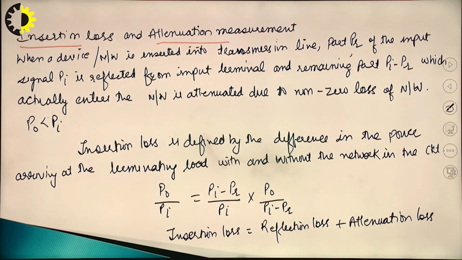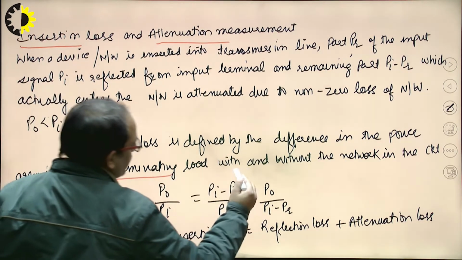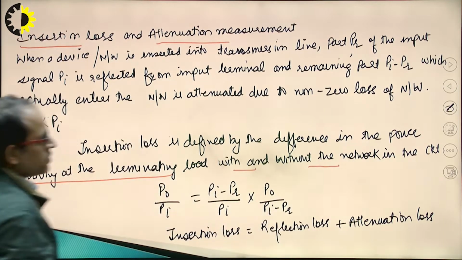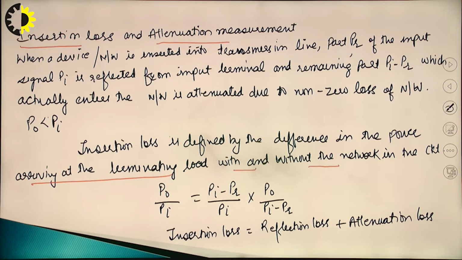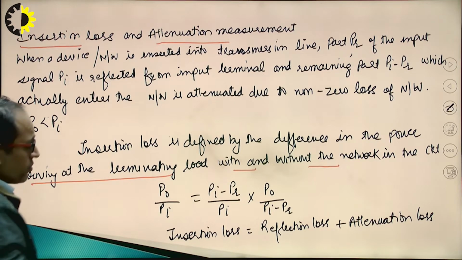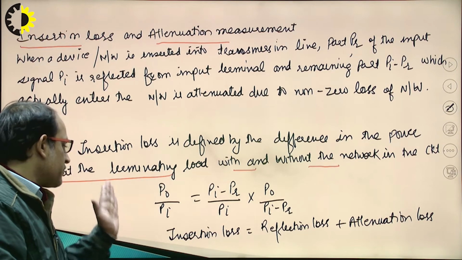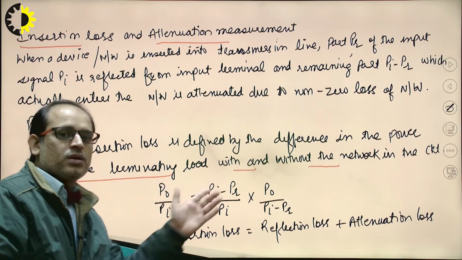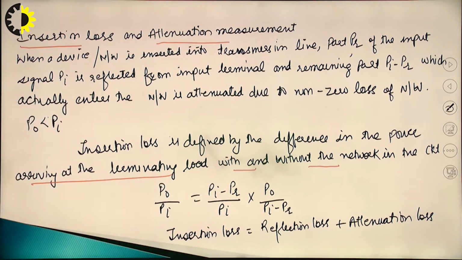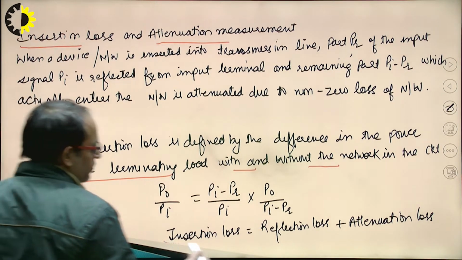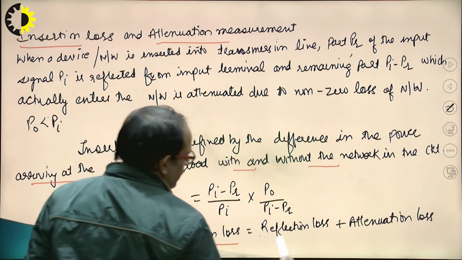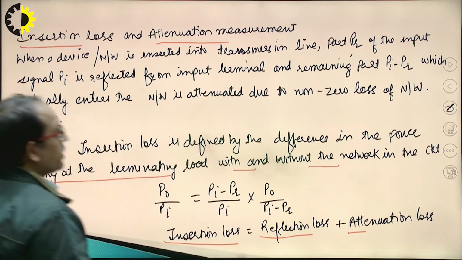Now what is insertion loss? Insertion loss is defined as the difference in the power arriving at the terminating node with and without the network in the circuit. Clear? And attenuation is how much power is lost when I'm transferring power from one port to another port. Clear? So insertion loss is equal to reflection loss plus attenuation loss.